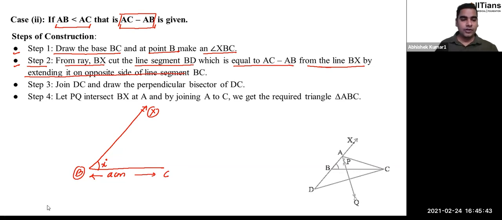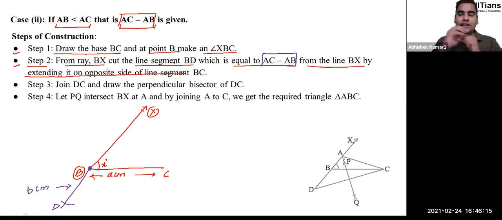So basically, what you have to do first is extend this particular line segment BX on the opposite side. Clear? Let's say I extended it. Now, assuming this point to be the center, you have to mark an arc equal to the difference of AC and AB, which I am assuming to be B centimeter here. So this point I am calling D. So this length BD will be equal to B centimeter. That is what we need to do. The difference between this step and the last case is that in the last case, we were marking this arc, which is equal to the difference provided, above BC, but here the difference has been marked below BC. That's the only difference.